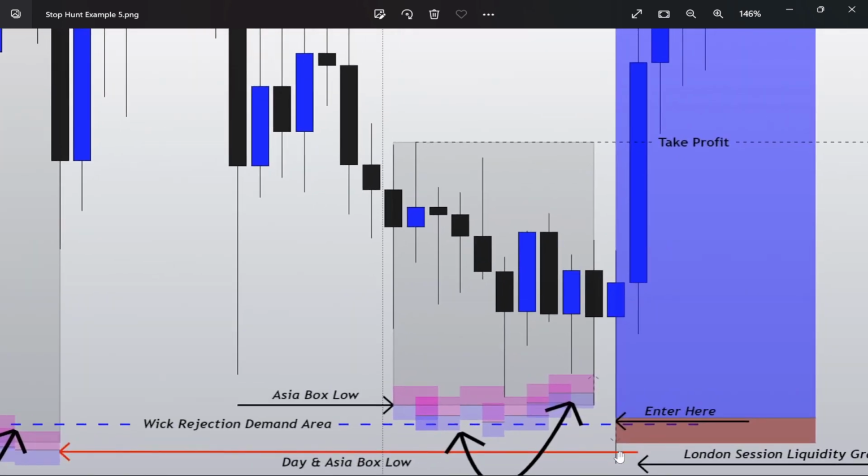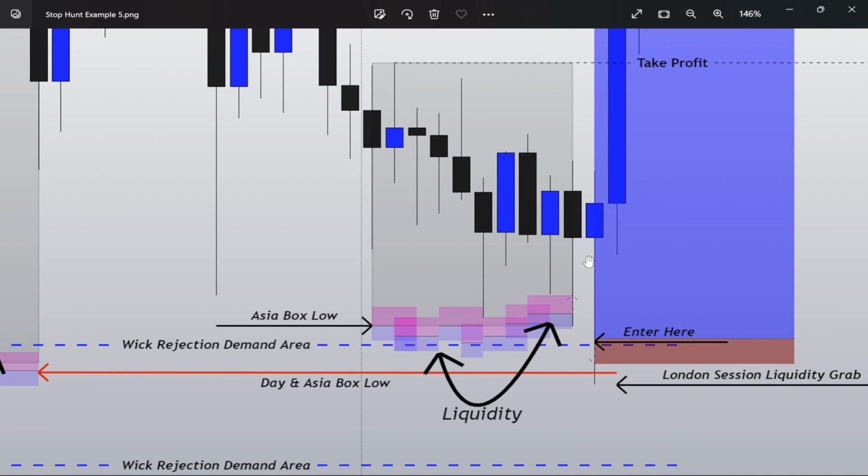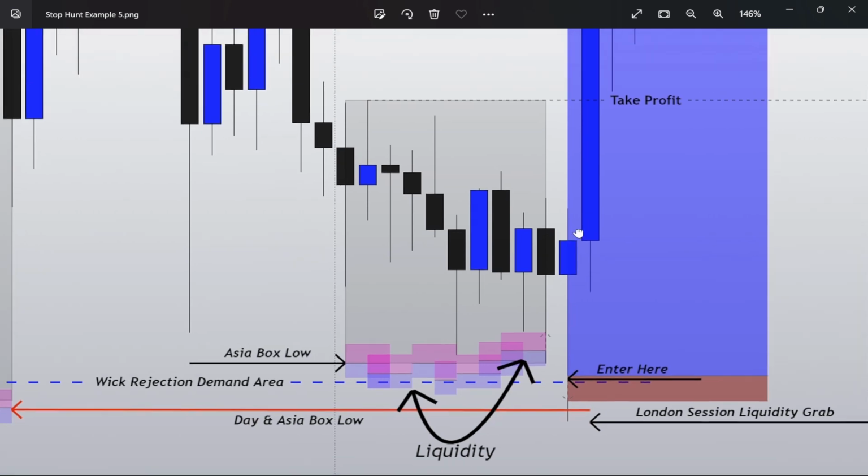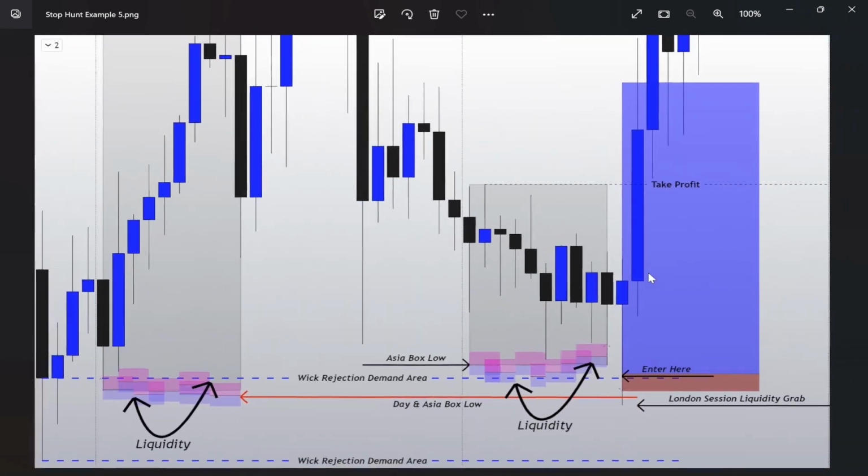So this is a fake out. A fake out is a move that traps, in this scenario, sellers. It was called a bear trap, because once the price went to the downside, the people who put their orders in, thinking that once the price breaks this level, automatically they're going to be in the trade, those sellers actually got trapped by this liquidity grab.